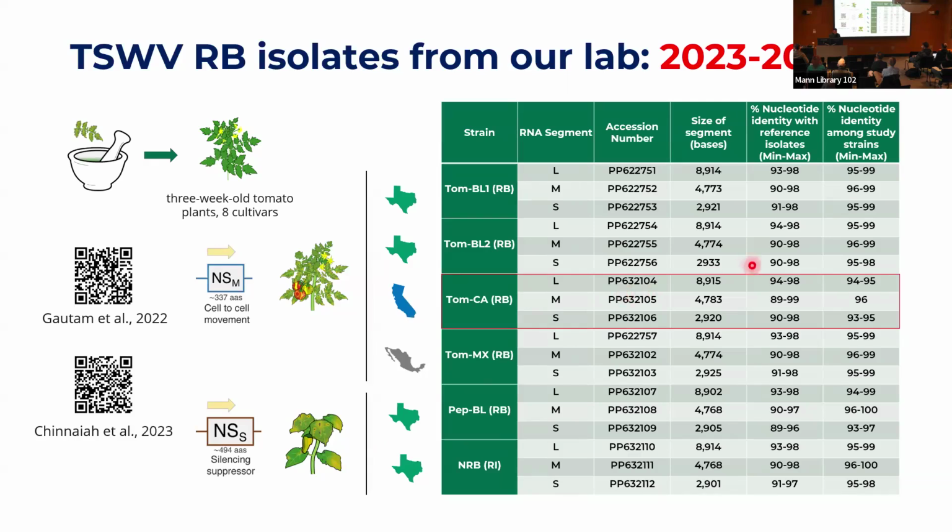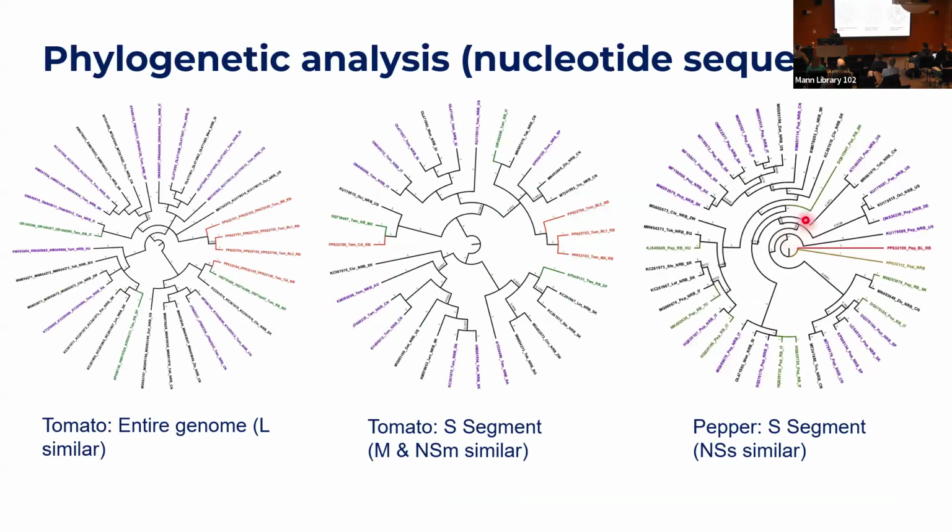If you look at the percent nucleotide identity here, most of them look pretty similar, except for the TOM-CA, which was a bit different compared to the rest of the isolates that we had. And so we mapped these isolates phylogenetically, and on the basis of nucleotide sequences, the entire genome as well as L protein, there was a clustering of these isolates, especially the tomato ones, together.